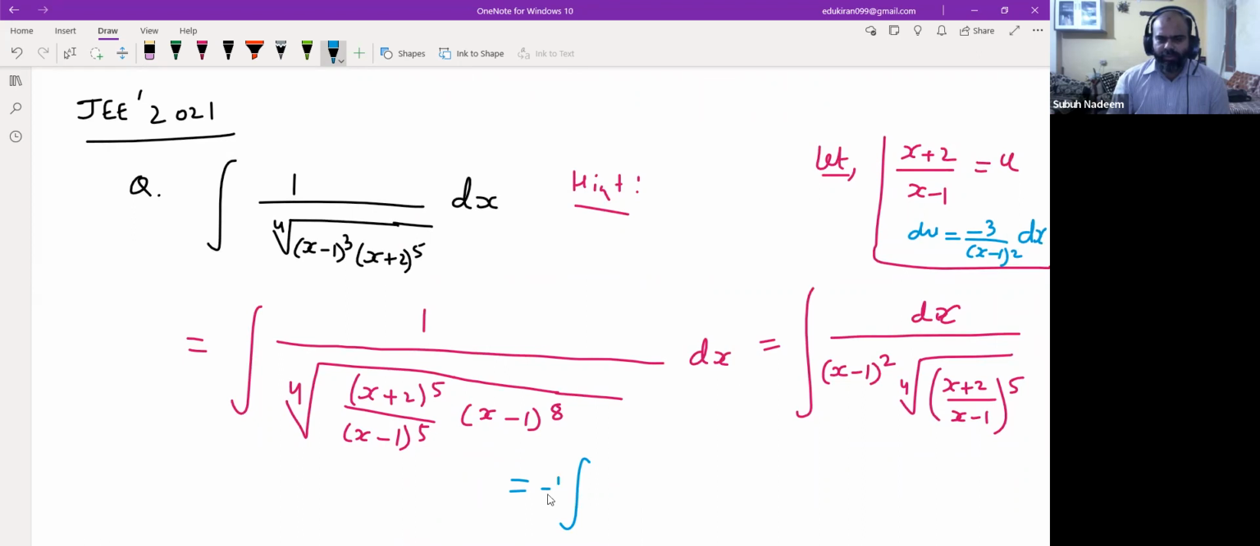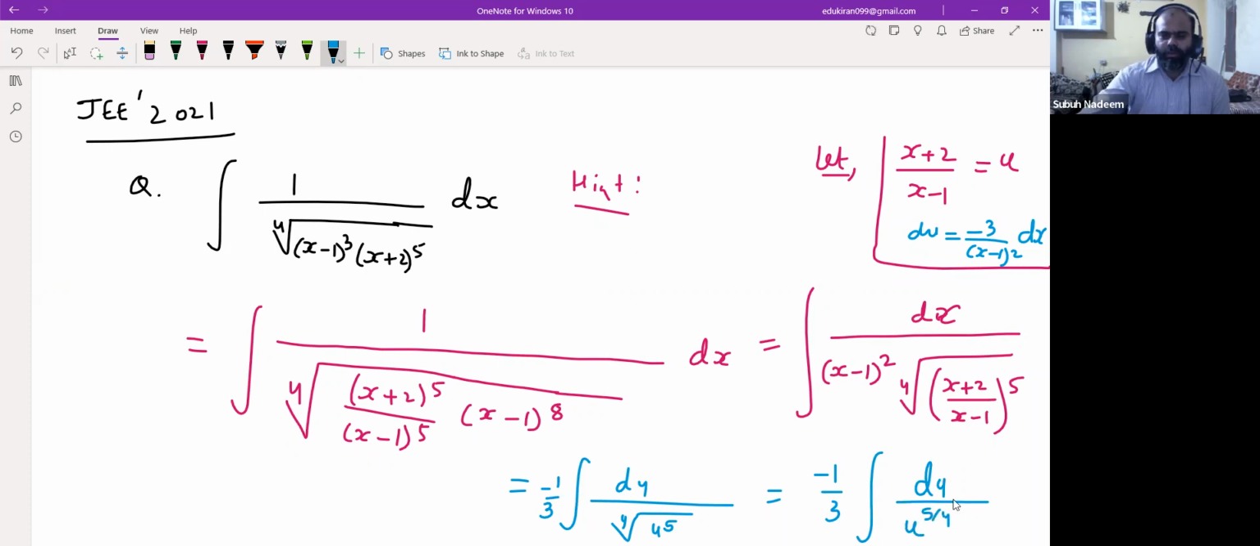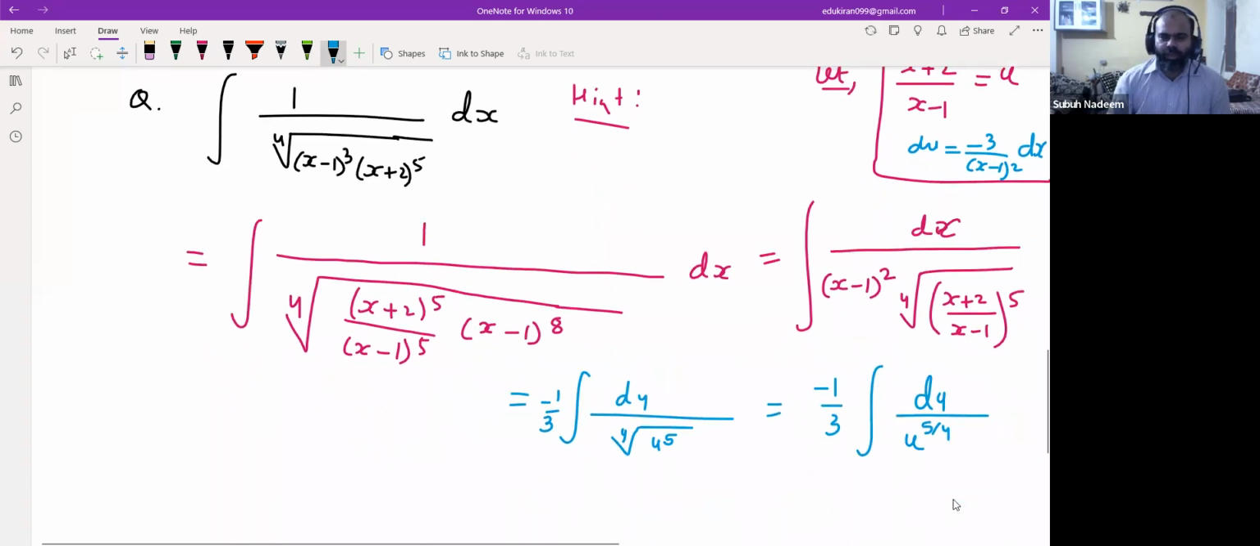So if you do this, you can do one thing here: dx by x minus 1 whole square is minus 1 by 3 du, and this will be fourth root of u to the power 5, which can be written as minus 1 by 3 du by u to the power 5 by 4. So this you get. Then you integrate this. It is not difficult now.